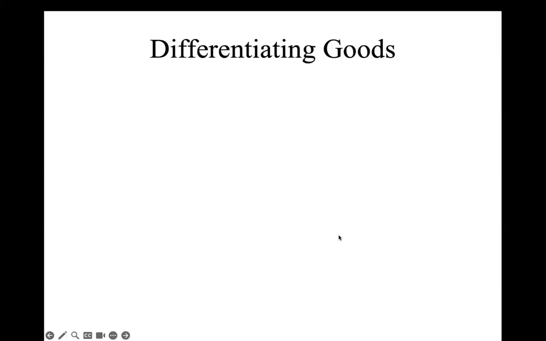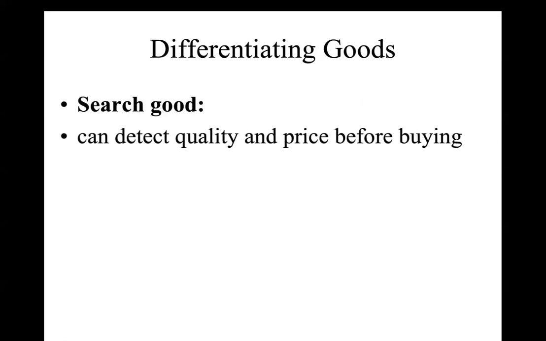All right, so let's talk a little bit about different types of goods in the marketplace. Let's first of all talk about a search good. The search good is one where the consumer can detect price and quality before buying, and they can really understand the price quality relationship from the search process before making a purchase decision. Okay, so when it comes to search goods, this is where search is going to be most efficient and most effective.